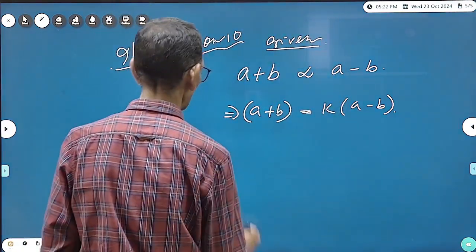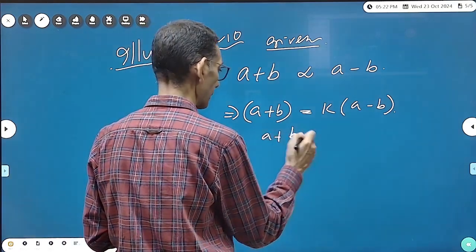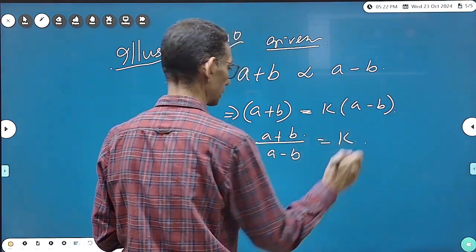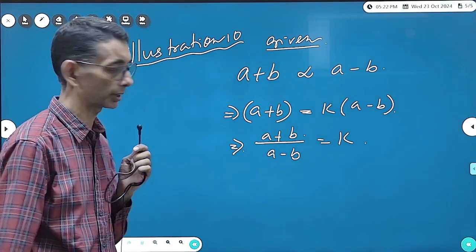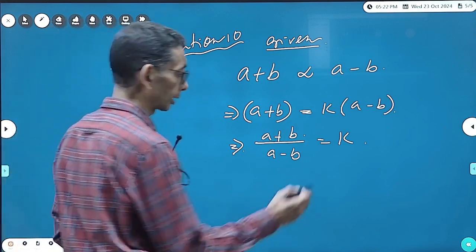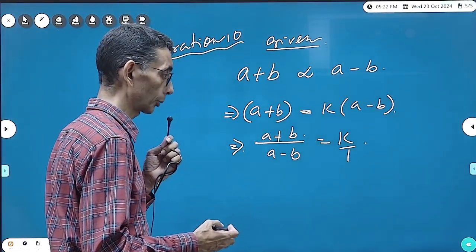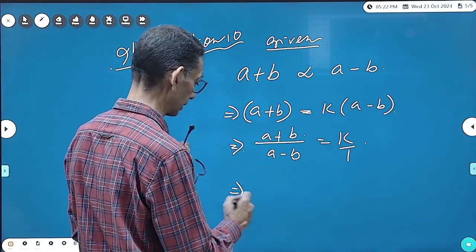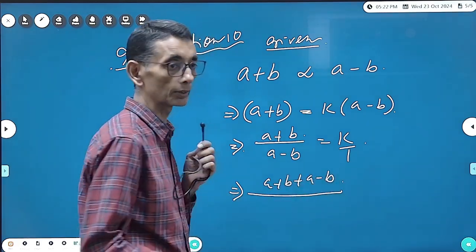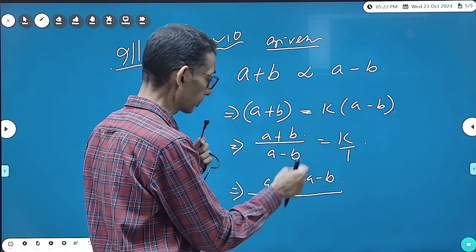So now a plus b divided by a minus b equals k. Can you write it like this? Here we have written k as k by 1. So we'll be using componendo and dividendo. Componendo means plus: add the denominator to the numerator. So a plus b plus a minus b.